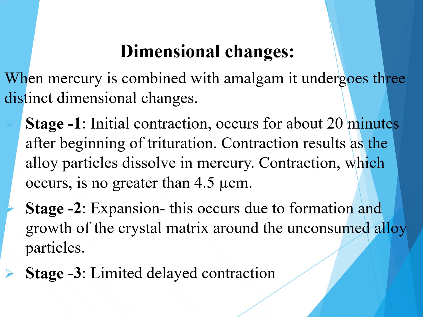Next property is dimensional change. When the mercury is combined with the amalgam alloy, it undergoes three distinct dimensional changes. Stage 1, initial contraction occurs for about 20 minutes after the beginning of the trituration. Contraction results as the alloy particles dissolve in the mercury. Contraction which occurs is not greater than 4.5 micrometer per centimeter. In stage 2, there is expansion. This occurs due to the formation and growth of the crystal matrix around the unconsumed alloy particles. In stage 3, limited delayed contraction is there.